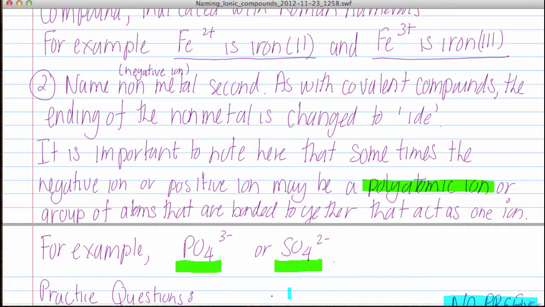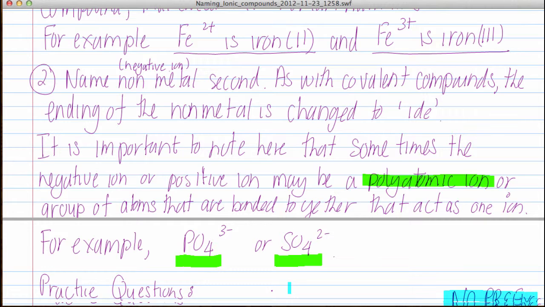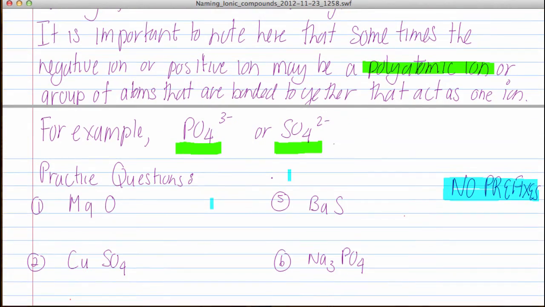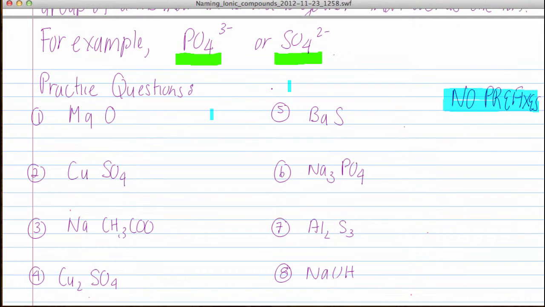As with covalent compounds, the ending of the non-metal is typically changed to an IDE, but it's also important to note that sometimes the negative ion or the positive ion may be a polyatomic ion, and the list of names for those are given on that polyatomic ion sheet you'd seen earlier in this registration assignment. I've got some practice questions we're going to go through here now.